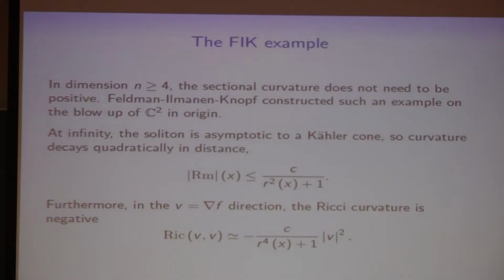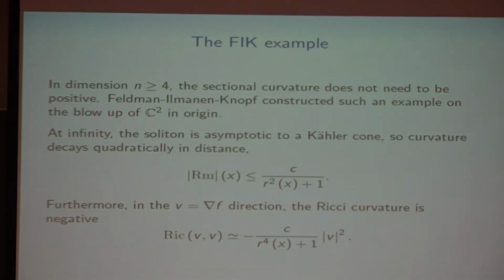We don't need to know the construction right now. We only need to know how it behaves. It's asymptotic to a cone, so the curvature decays quadratically, and it is not positively curved. So it has negative curvature in some directions, in the potential direction, but it's slightly negative. It's decaying very fast.